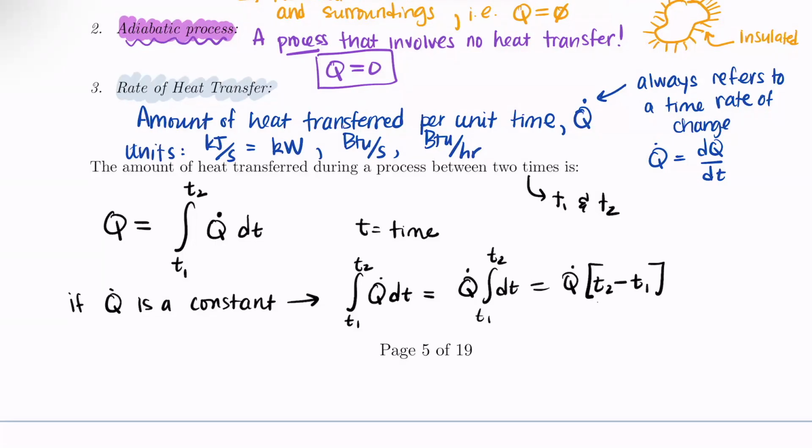And then this we can sometimes refer to as delta t. So this is just the time interval for the process.